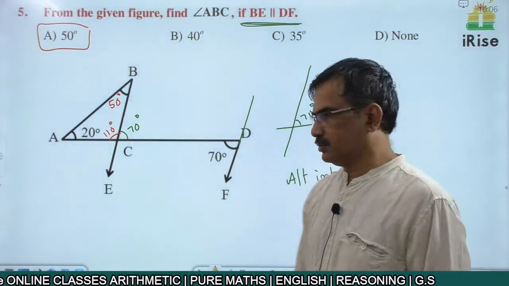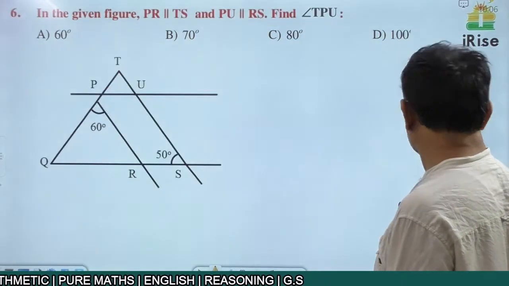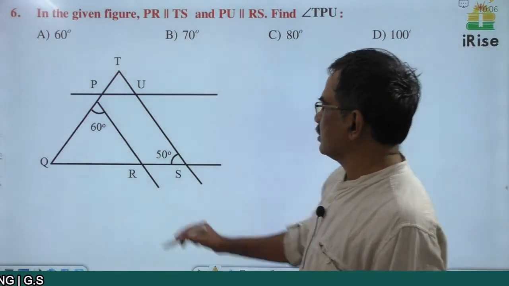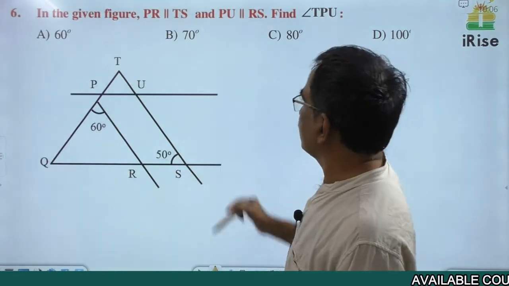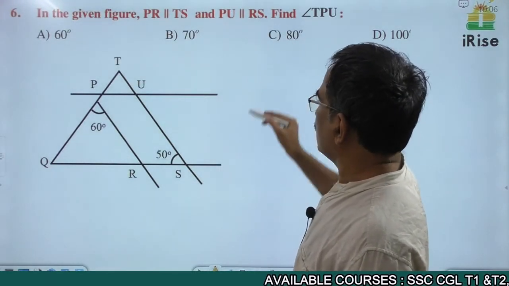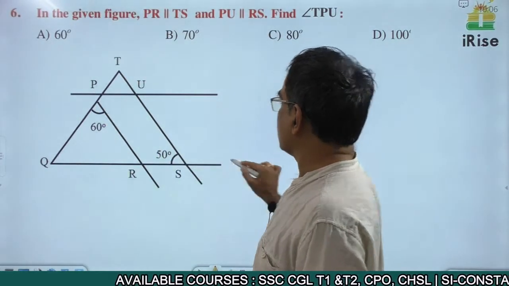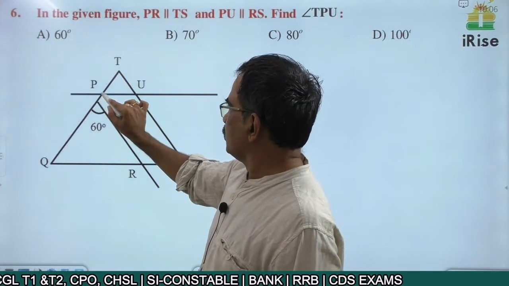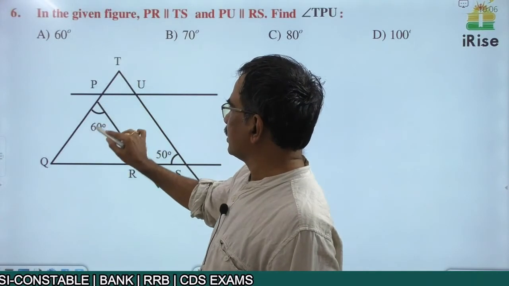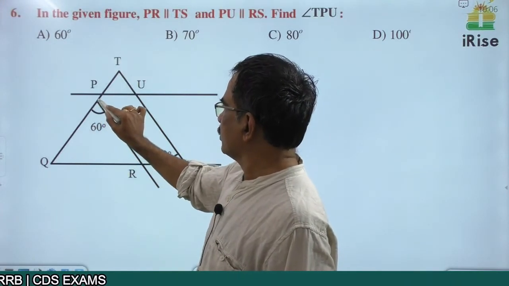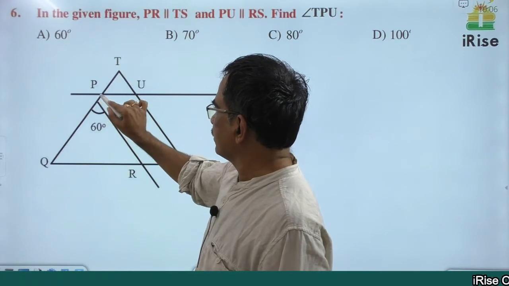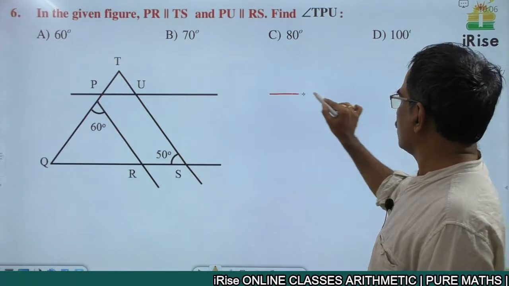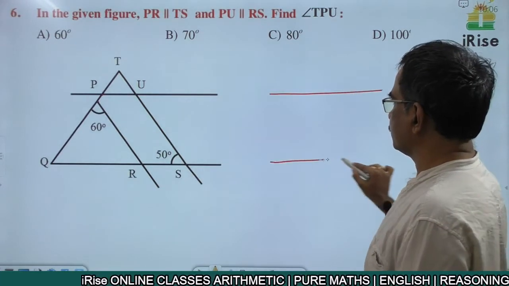Next question. In the given figure, PR is parallel to TS. This line is parallel to this line. PU is parallel to RS. This line is parallel to this line. Find angle TPU. Actually, P coincides here, otherwise not necessary. The diagram is wrong. Actually, this is the diagram.